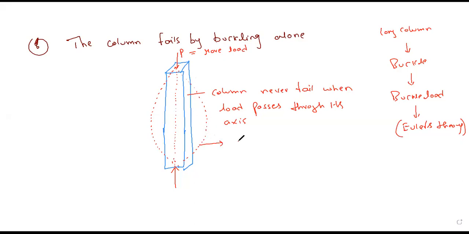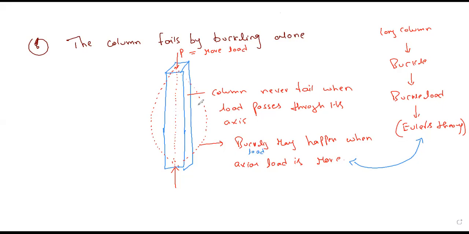Okay, buckling may happen when the axial load is more. To calculate at what load it may buckle, we are deriving Euler's theory. Understand? So this is the main purpose of Euler's theory: only to calculate the buckling load, the load at which your column may buckle. Therefore we are going to consider that the column fails by buckling alone.